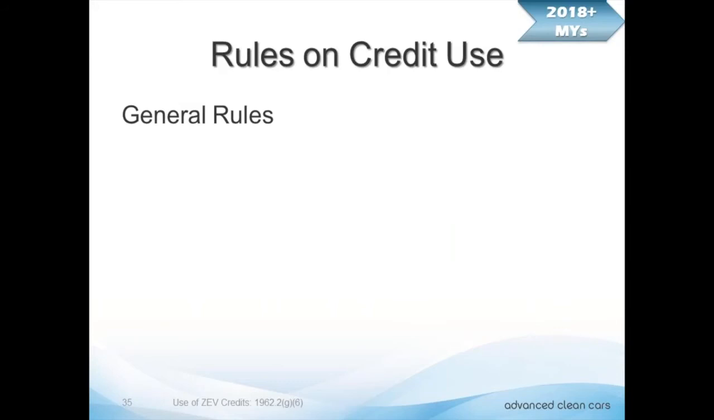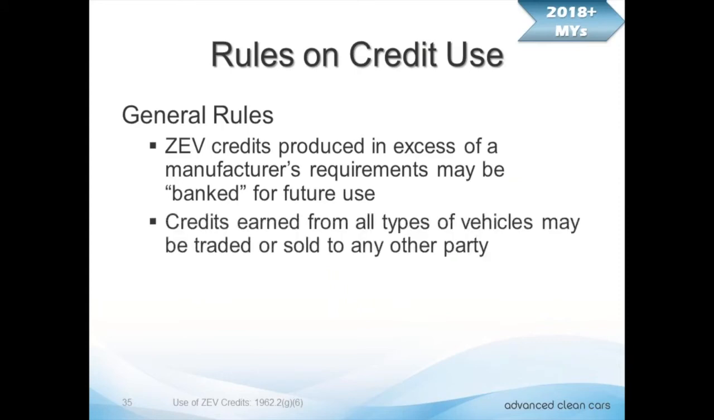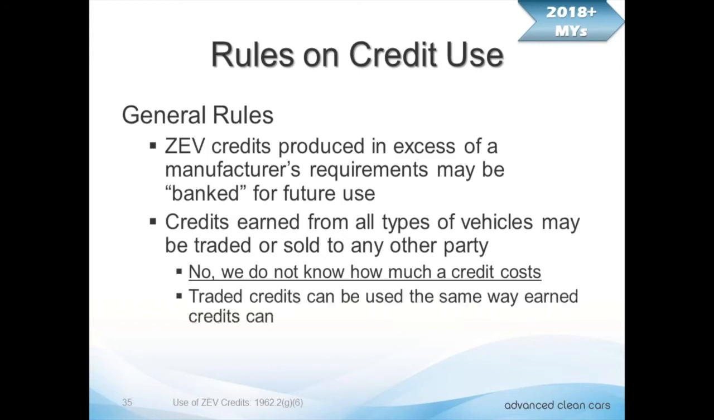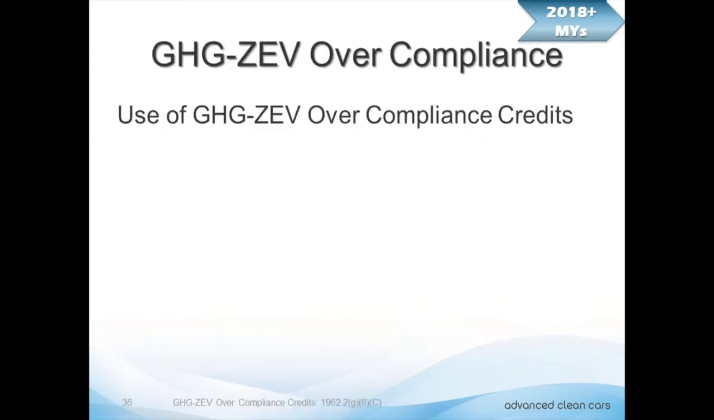Before we get into specifics on credit usage, here are some general rules. You can produce as many credits of each vehicle category as you want. These credits can be banked for future use. Credits may be traded or sold to any other party. Before you ask, no, we don't know what a ZEV credit is worth or how much one costs. A traded credit works just the same as if you yourself produce and place the vehicle. None of these spending rules are applicable to GHG ZEV overcompliance credits, which we will cover next.